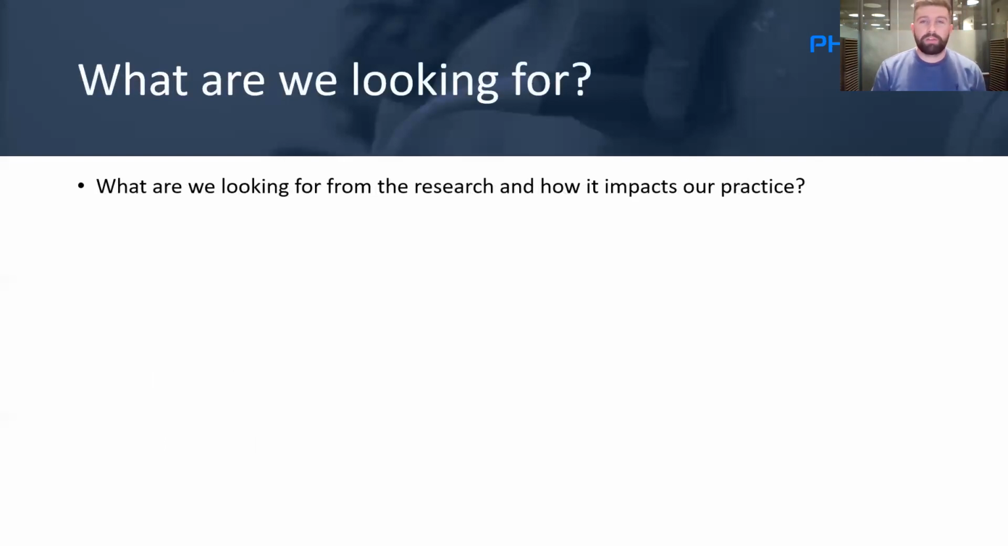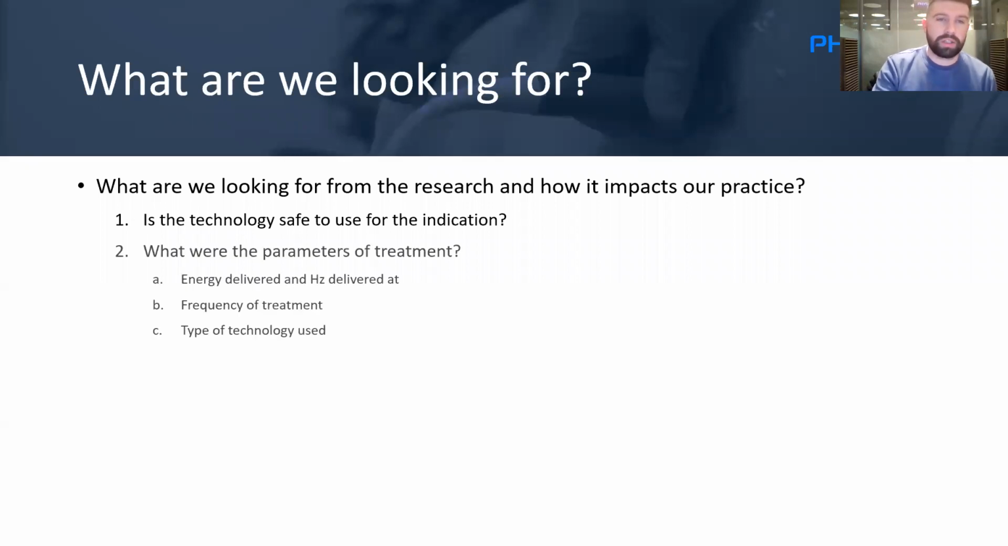In terms of what I look for in these kinds of papers, first and foremost, is the technology safe to use for that indication? So have they proven that it's safe and there's no direct contraindication of application? And then what were the parameters of the treatment? So what were the hertz? How was the frequency delivered? What energy levels were they doing? 0.1 millijoules, 0.3, was there a range they used? Frequency of treatment, once every 3 days, 7 days, 10 days.